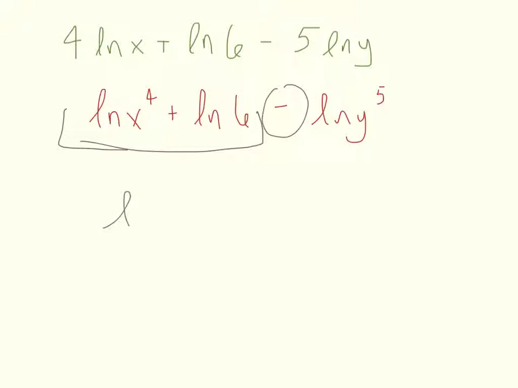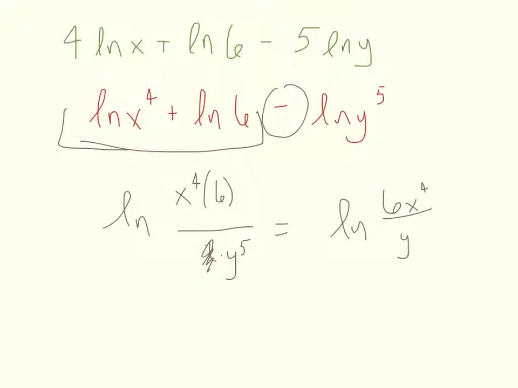So we get ln of x to the fourth, times 6, which we'll clean up, and then divided by y to the fifth power. So really what we have is ln of 6x to the fourth over y to the fifth. So just working backwards a little bit. Now the next thing that we got to do is solve equations.